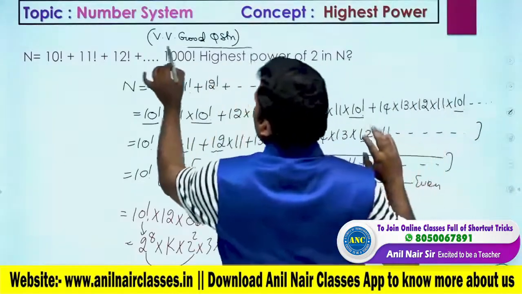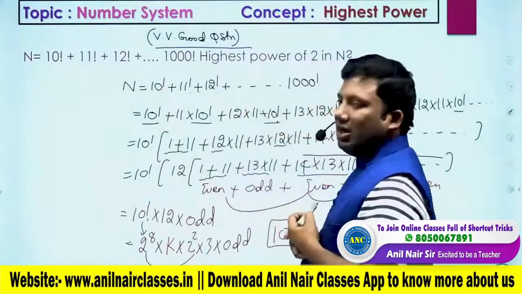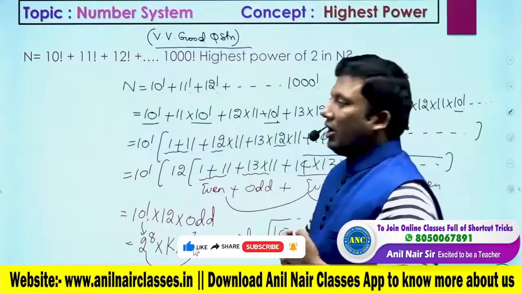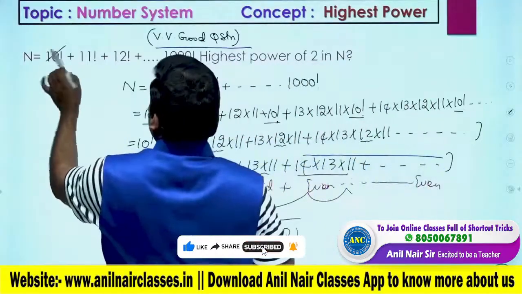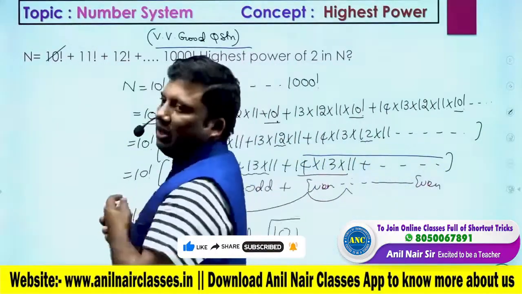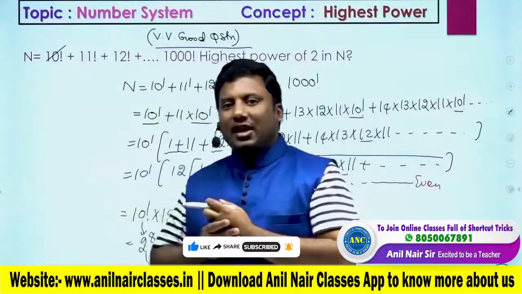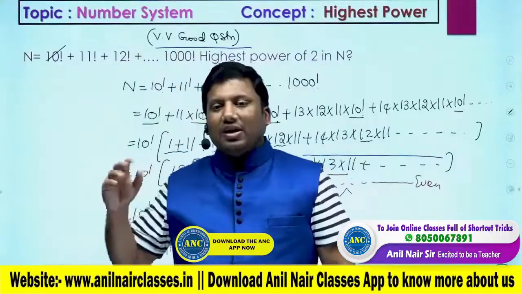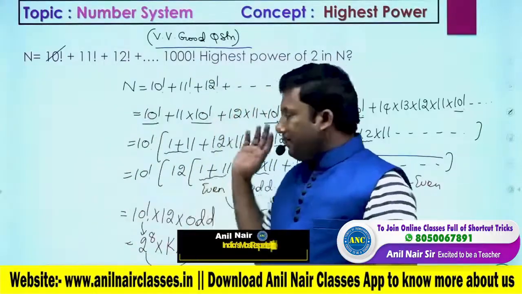Very, very good question, sir. Some students, I don't know whether it is innocence or ignorance or stupidity, they will find the highest power of 2 in 10 factorial and tick mark the answer as 8. If I ask why, they say, sir, the lowest is 10 factorial. That's the nonsense way of doing it.